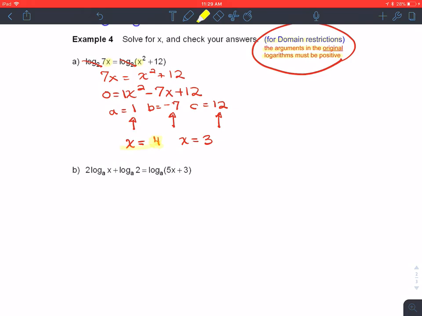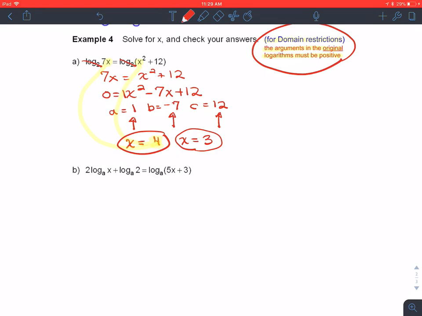Now you can see that if you were to plug 4 back in to either of those two logarithms' arguments, it's not going to make the argument 0 or negative. So 4 is definitely an answer that we would want to circle and keep. Okay. The same would be true if we attempted to substitute the 3 into each of those x's. The argument still would be positive. Okay. So we're going to keep both of those as answers for x.